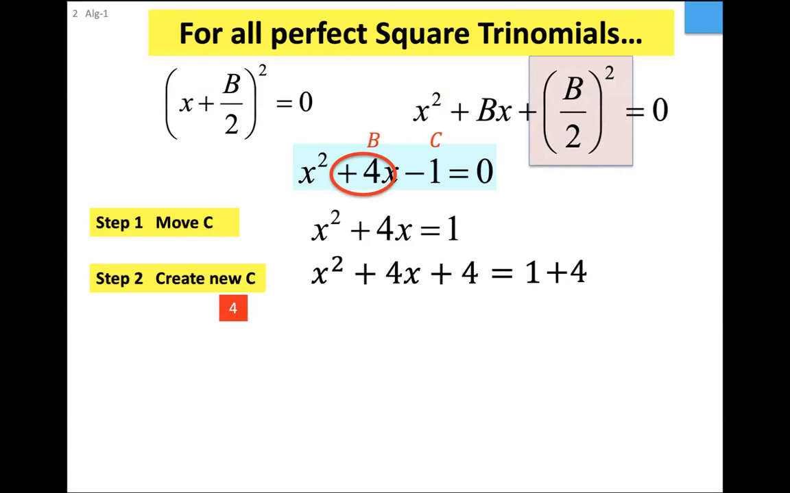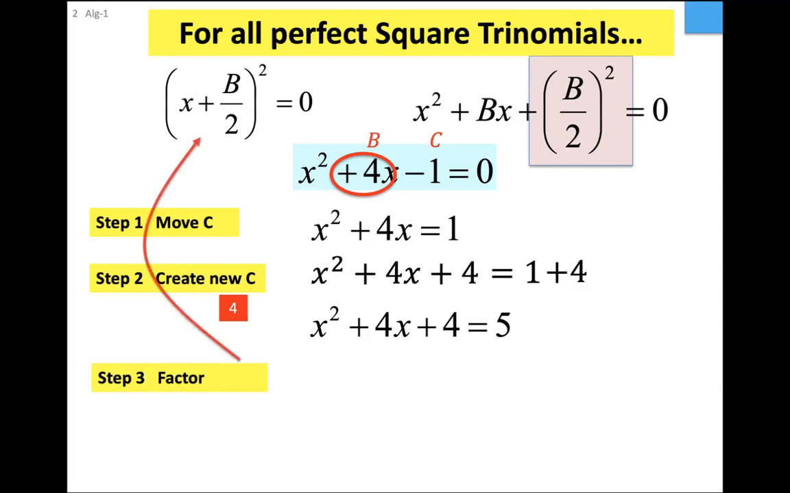Now on the right side, 1 plus 4 is 5. On the left side, it's factorable now. We made it. That's the trick. We made it factorable. And luckily for us, the pattern of factoring is sitting right there. It simply says take B and divide it by 2. 4 divided by 2 is 2. So I'm going to write x plus, B is 4, divided by 2 is 2. So I write x plus 2, squared, equals 5.